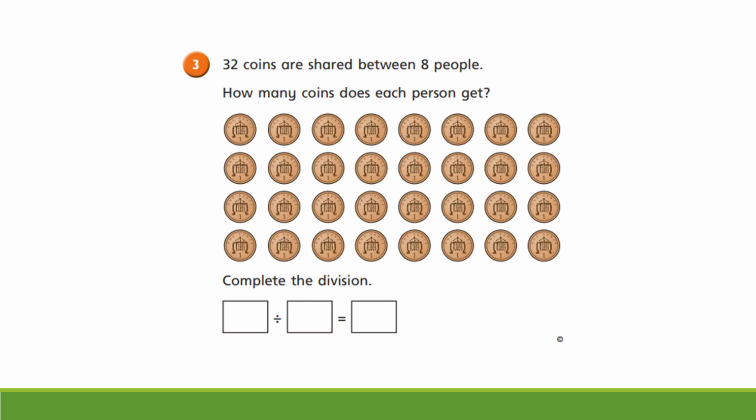Let's take a look at question number 3. 32 coins are shared equally between 8 people. How many coins does each person get? So we can see that there are 32 coins altogether, and if you put them into groups of 8, that's 1, 2, 3, 4. So we can write 32 divided by 8, and the answer equals 4. Did you get that correct? Fantastic.